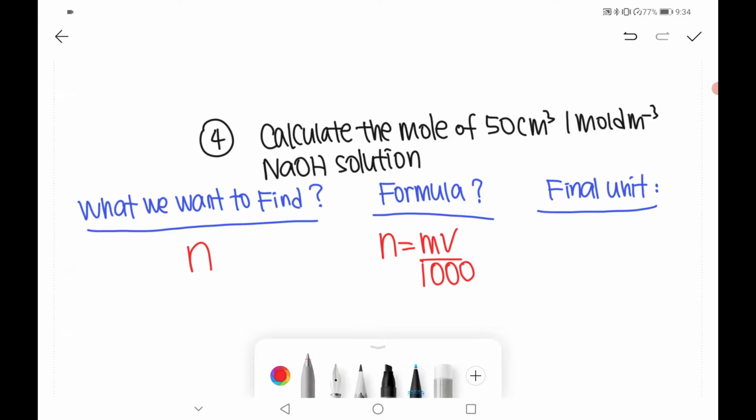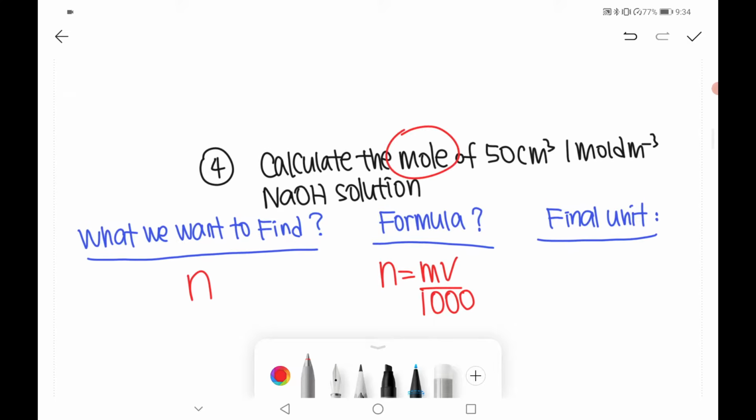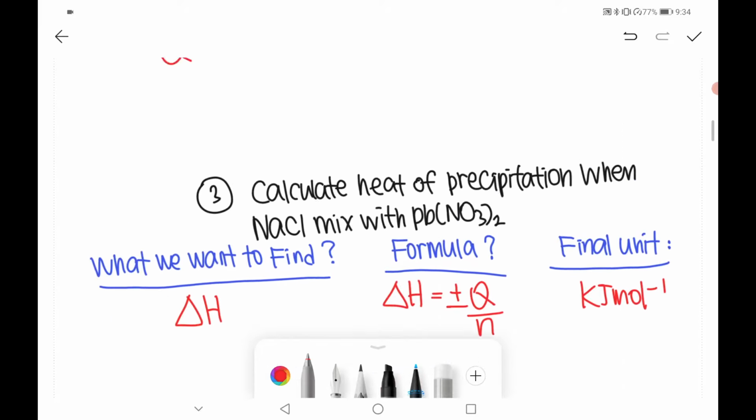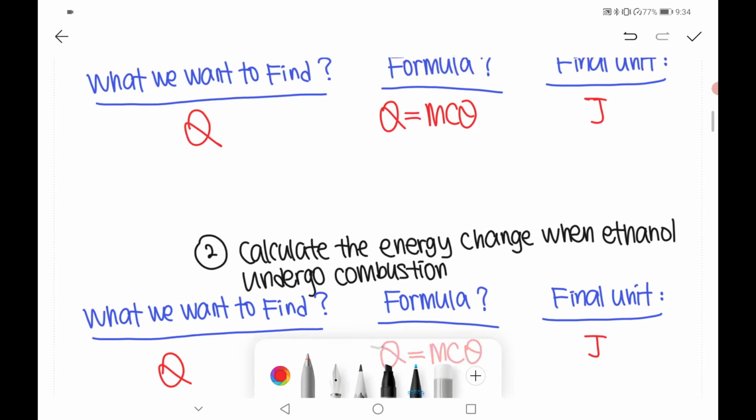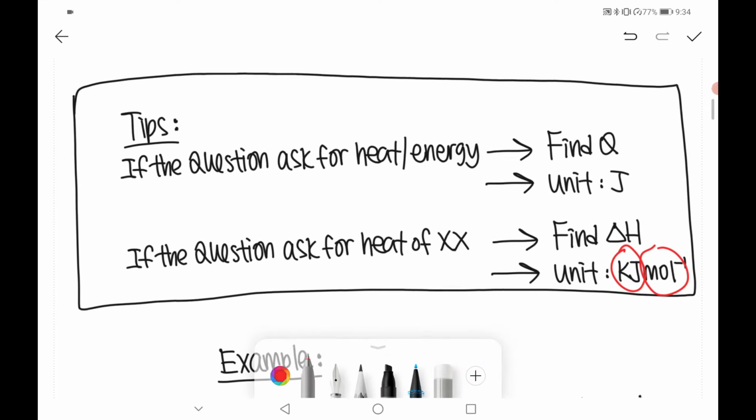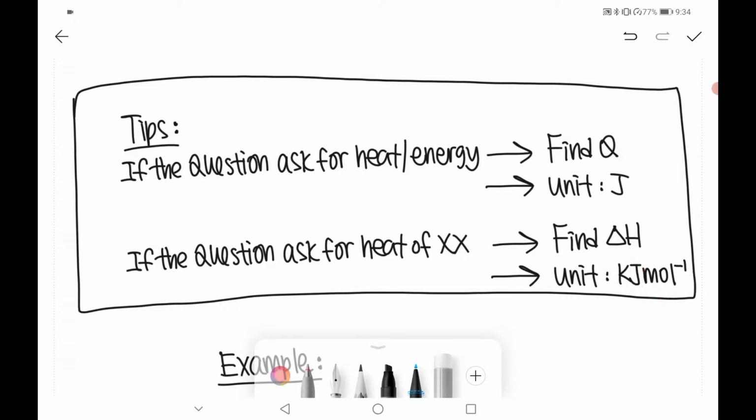What is the final unit? Since we are looking for mole, the final unit is mol. So that's it, this is the first part. I hope these 4 questions give you a better idea, so that you know when you are looking for mole, when you want to find Q, when you want to find delta H, and you also know what the unit is.